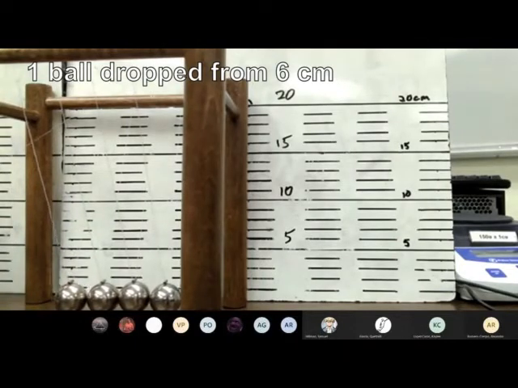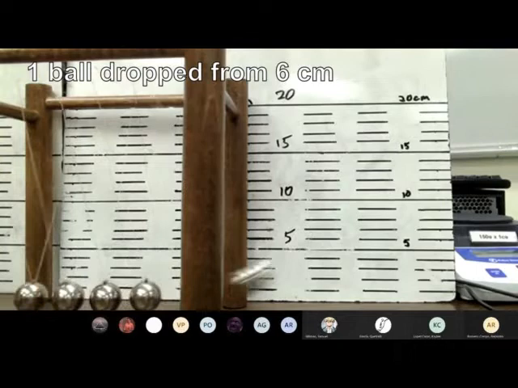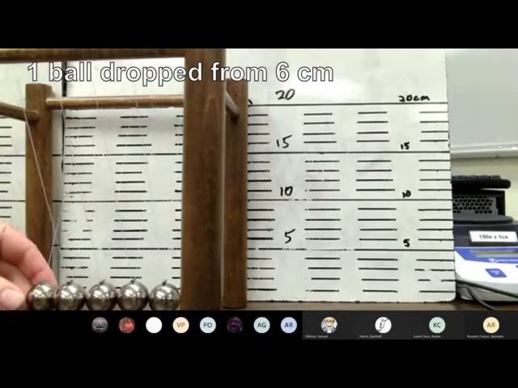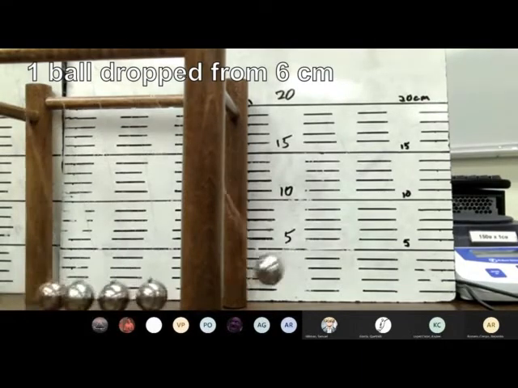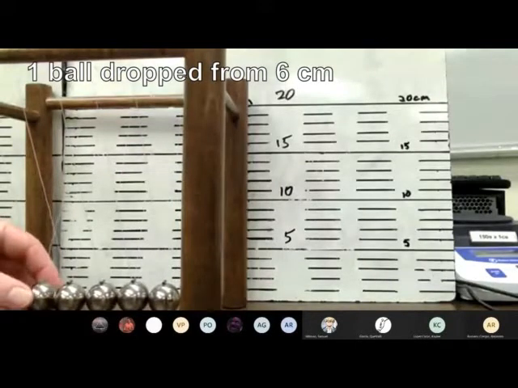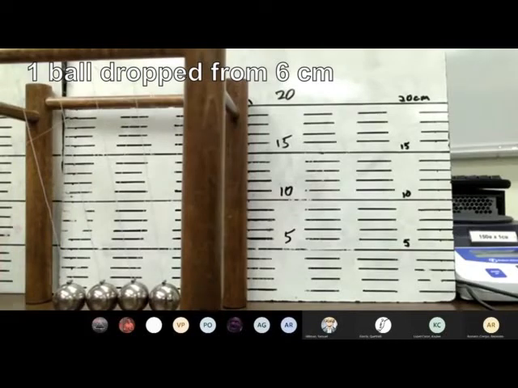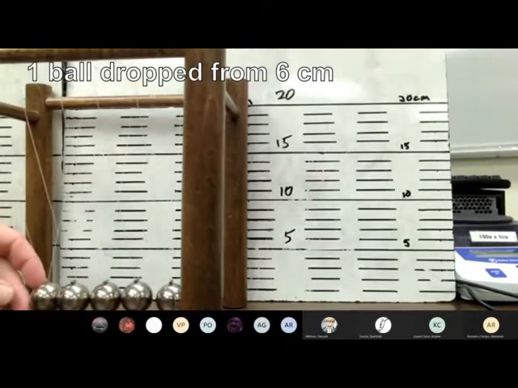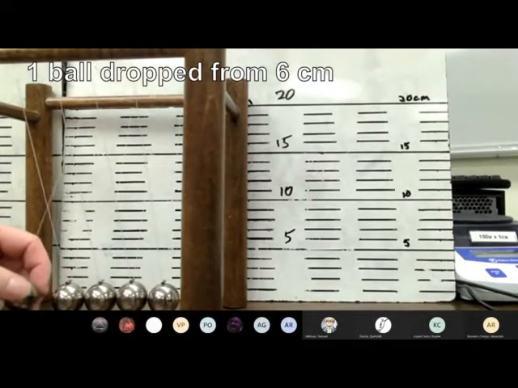Here we go. 3, 2, 1. And again. 3, 2, 1. Another time. 3, 2, 1. So again, try to measure to the bottom of the ball. It is okay to have half measurements or quarter measurements. Just change those to decimals.